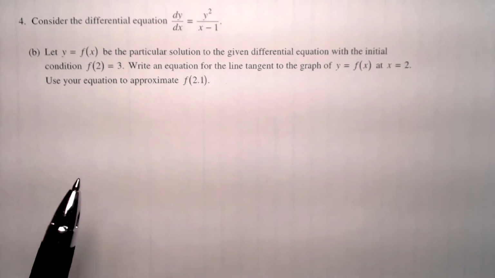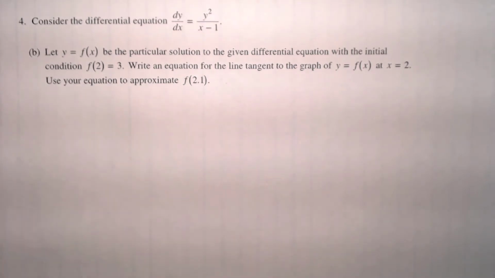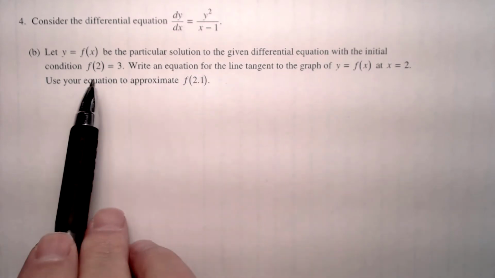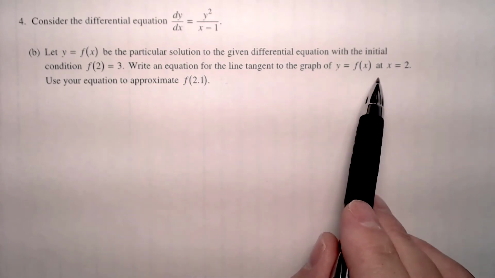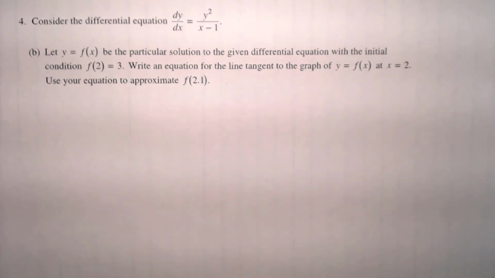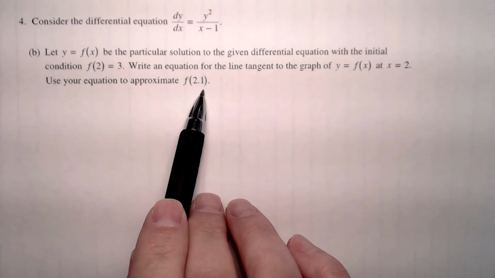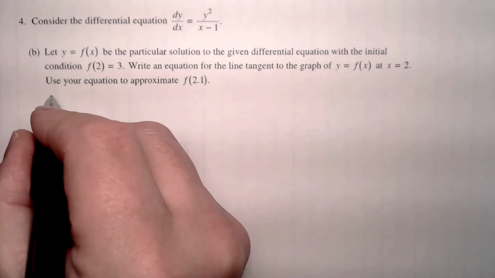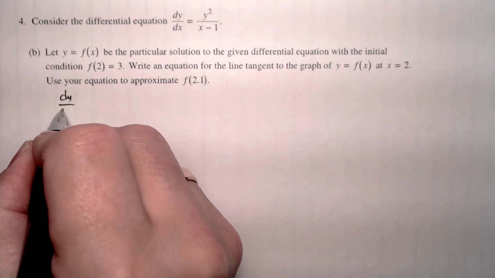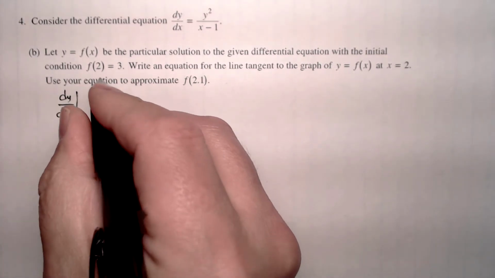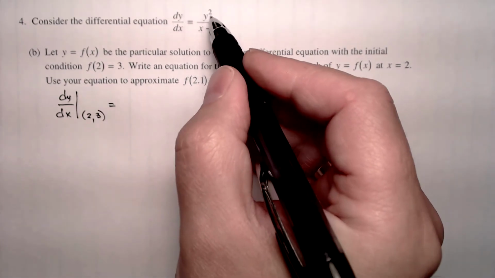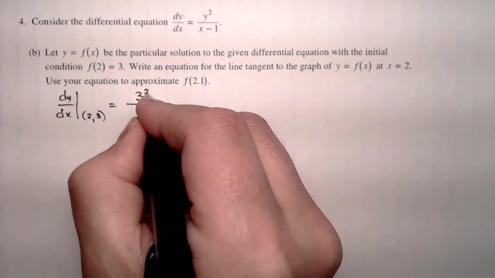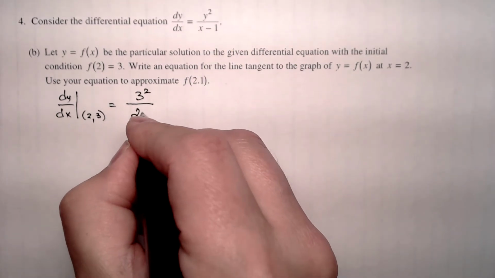So here we are given that y equals f of x is a particular solution to this differential equation with the initial condition f of 2 equals 3. And we need to write an equation of the tangent line at x equal 2 and then use it to approximate f at the point 2.1. So let's calculate the slope of this line, dy over dx. At the point 2 and 3, so x equal 2 and y equals 3, let's plug in 3 instead of y, 3 squared, and then 2 instead of x, 2 minus 1.